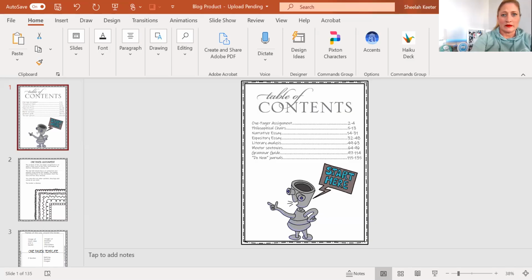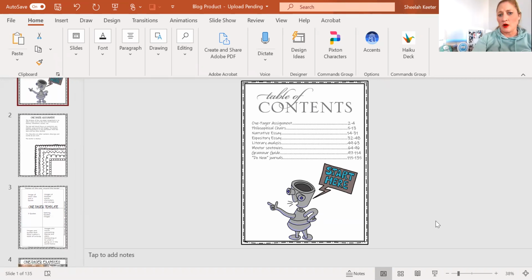So I'm going to go ahead and pull up my share screen here and show you an assignment. It's more like a book of lessons that I use throughout the year. And I'm going to start with, first I'll go over them. It's a one-pager, philosophical chairs, a narrative essay outline and template, an expository outline and template, a literary analysis outline and template, mentor sentences, a grammar guide, and do now journal responses.